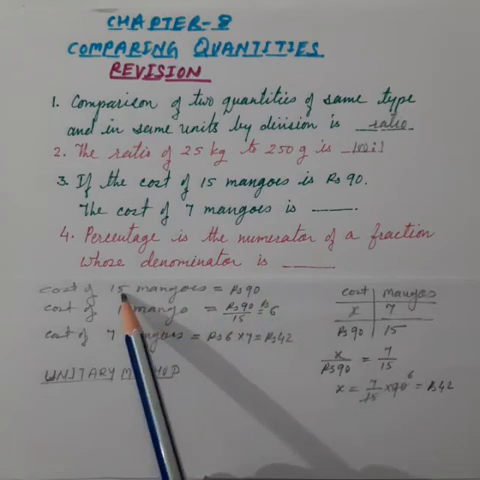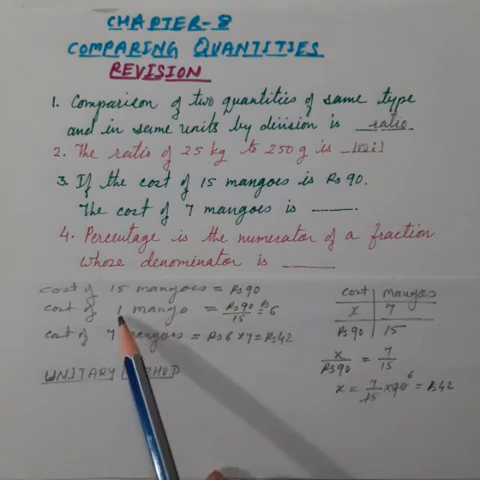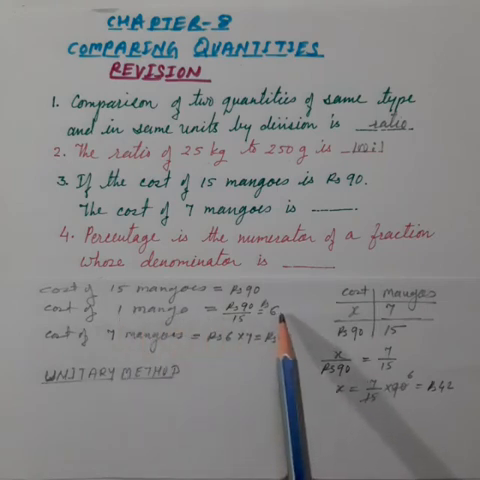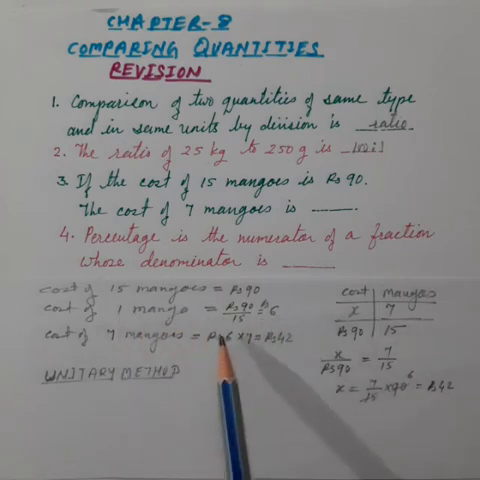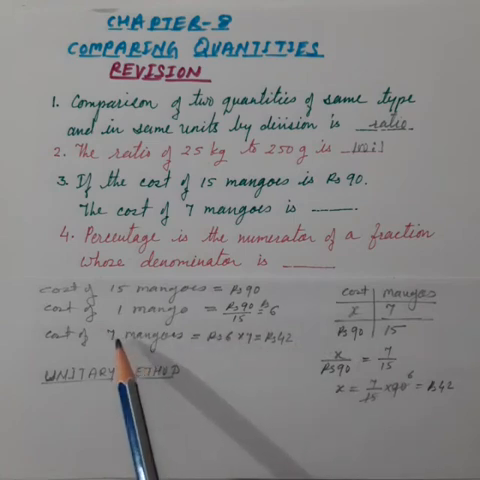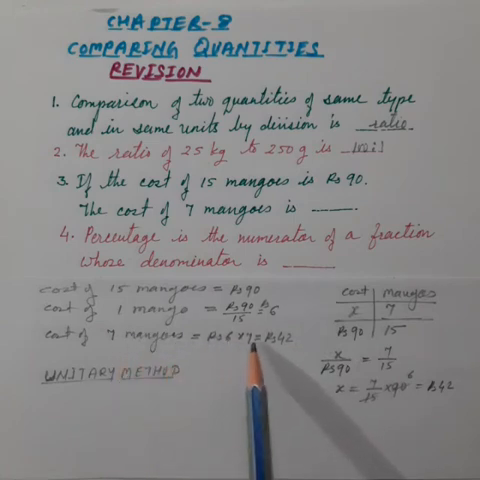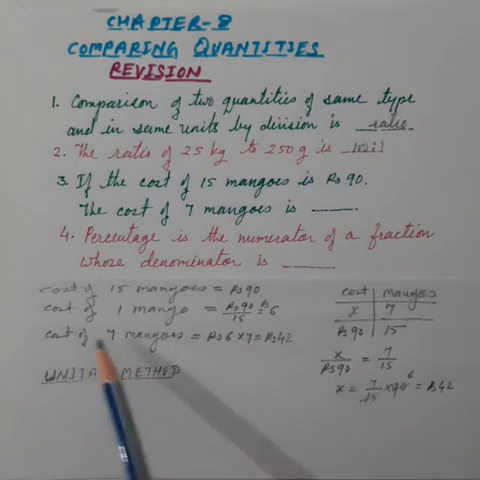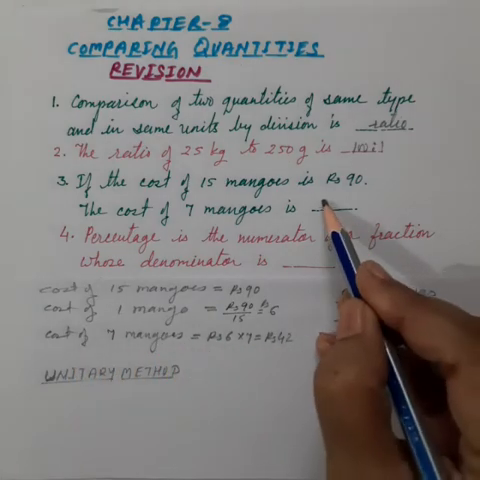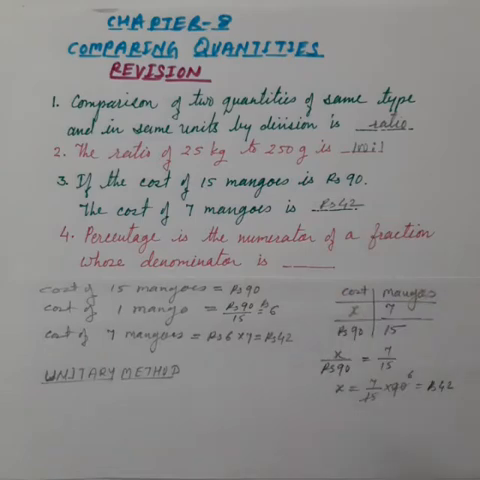Divide rupees 90 by 15. We get the cost of one mango, rupees 6. Now multiply rupees 6 by 7 to get the cost of 7 mangoes. 6 sevens are 42. So the cost of 7 mangoes is rupees 42.